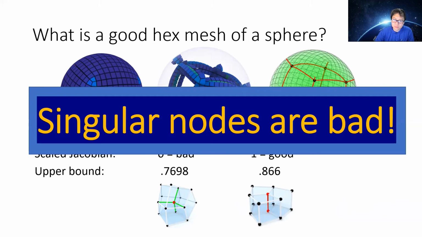Can we do anything about this? Is it even possible to have a hex mesh without singular nodes? If so, does it need to be built that way, or can we somehow repair existing hex meshes that do have singular nodes so that they no longer have singular nodes? These are the questions we set out to answer.